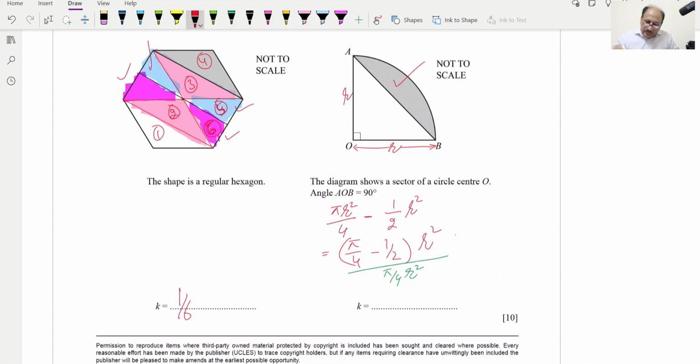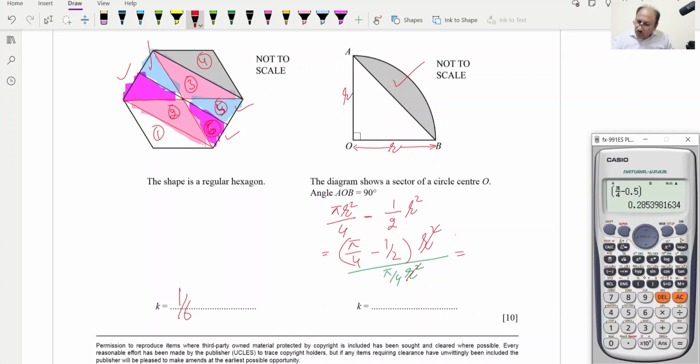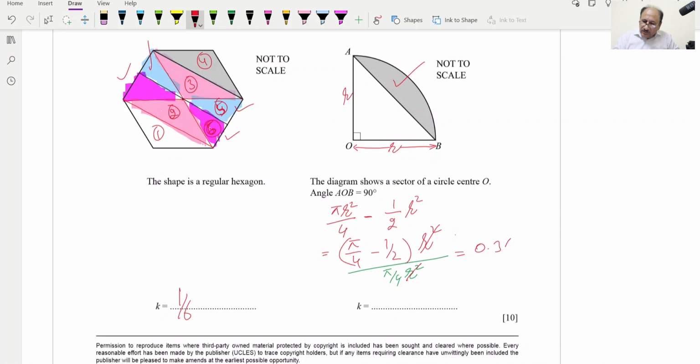So now we can cancel. After cancellation, this r squared will be cancelled with r squared, and we will get the answer. We have already written this, and we will divide this by pi by 4, so pi over 4, and we will get 0.36338, which we can write as 0.3634. So 0.3634 will be the answer. We can write here 0.3634. This was a little tricky, but hopefully I was able to explain and you understood each and everything.